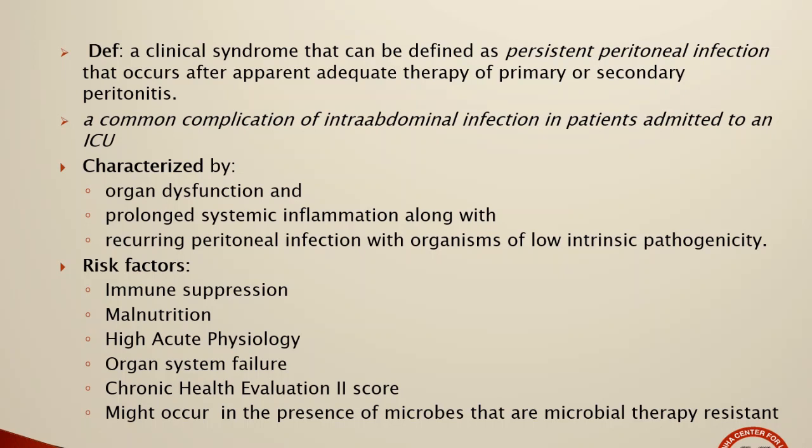It is a common complication of intra-abdominal infection in patients admitted to an ICU, and that's why tertiary peritonitis is most commonly found in the ICU patient. Characterized by what? Organ dysfunction, prolonged systemic inflammatory response syndrome, and recurring peritoneal infection with organisms of low intrinsic pathogenicity are the hallmarks of tertiary peritonitis. What are the risk factors? In which patients should you look for tertiary peritonitis? A patient who is on immune suppression or whose immunity has already been depressed, malnutrition, high acute physiology score, organ system failure, chronic health evaluation score, might occur in the presence of microbes that are resistant to therapy.